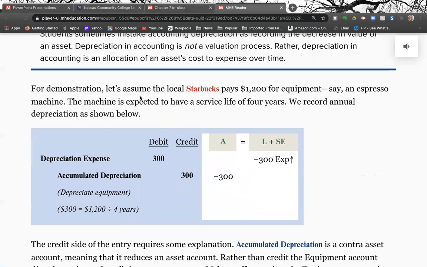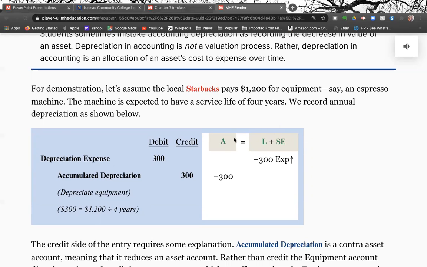So here's an example. Assume that Starbucks pays $1,200 for equipment and they expect to use the equipment over a 4-year period. Service life is 4 years. How much would depreciation be? 1,200 divided by 4 is $300 a year. Debit depreciation expense, credit accumulated depreciation.